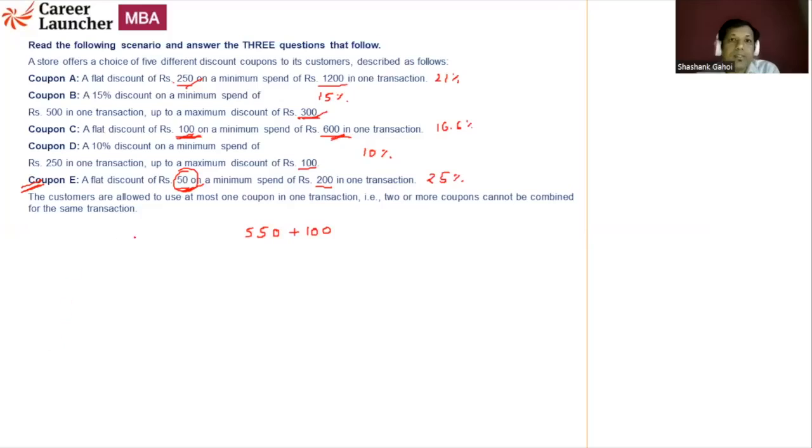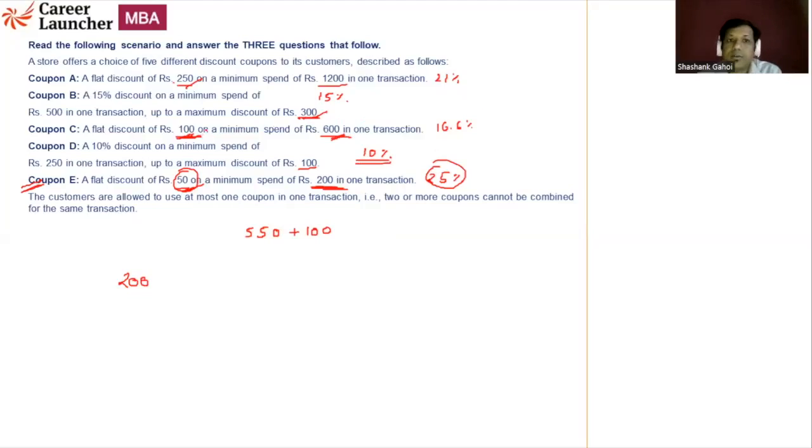Okay. So we are getting maximum discount in this one. So I want to optimize. I don't want to use it suboptimally. So I'm not going to spend more than 200 on coupon E. So my expenditure is 200 for coupon E. I'm not going to use this one because it is the lowest discount.